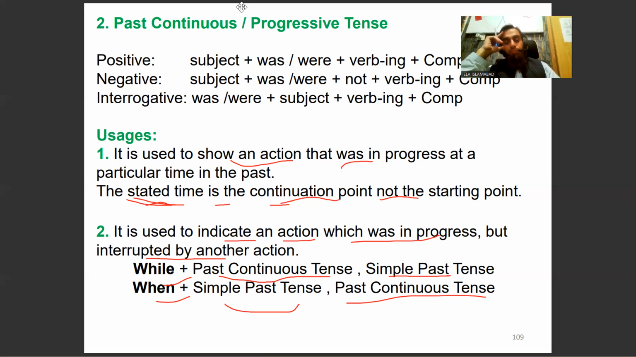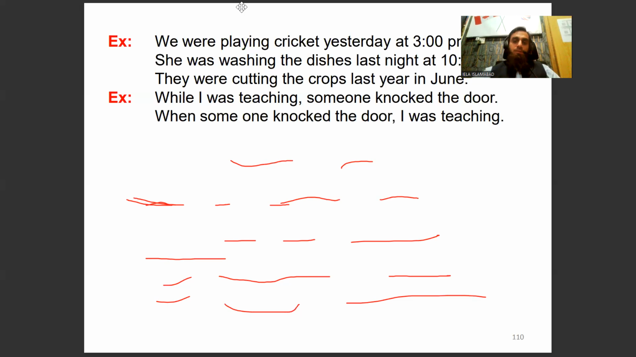Now, within these two situations, if while comes or when comes, here one part will be in past continuous tense, another will be in simple past tense. If that is when, then simple past tense, and the next part we have within the past continuous tense, right? Okay. Now let's see the examples of it.